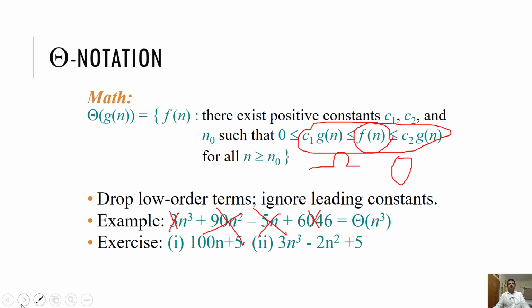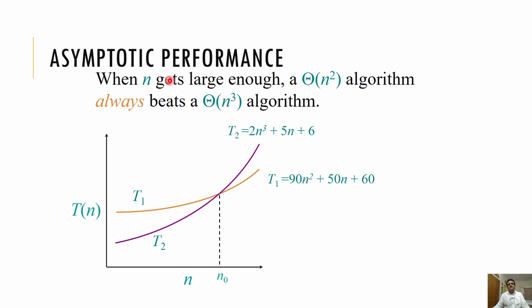So, now we have to analyze the quick, because we want to see why asymptotic performance is important, because asymptotic performance can tell us whether an order of n square algorithm is better or an order of n cube algorithm is better.